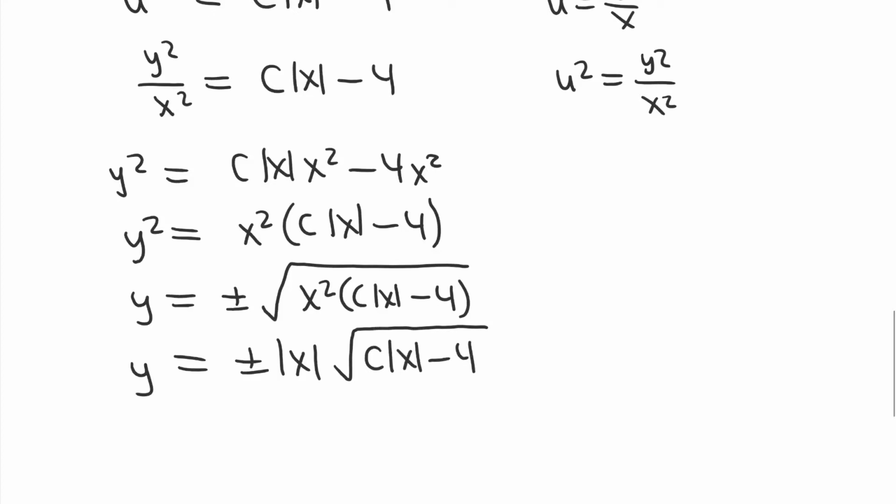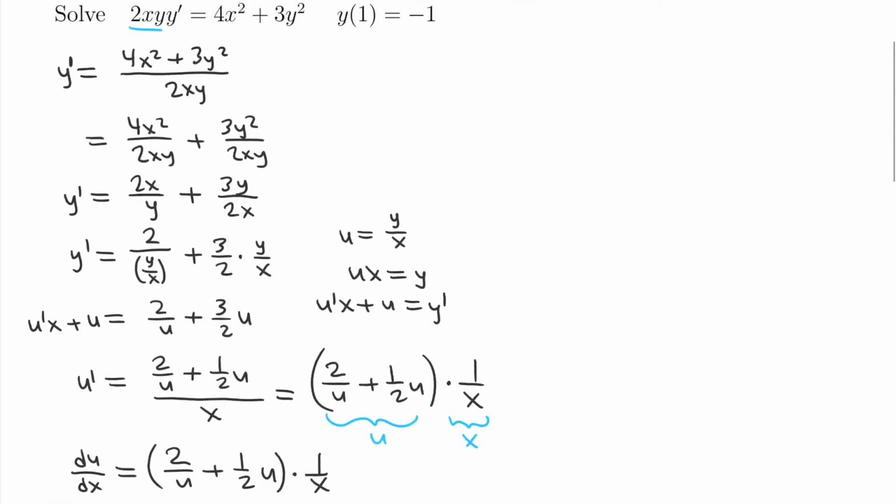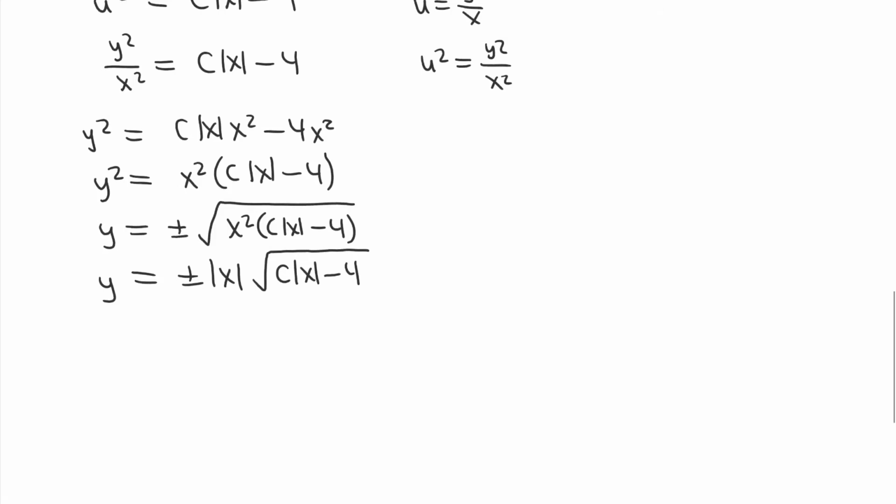So this is our general solution. We want to determine the particular solution. And so if you go back up here, we can see that our initial condition is y of 1 is equal to negative 1. So y of 1 is equal to negative 1.